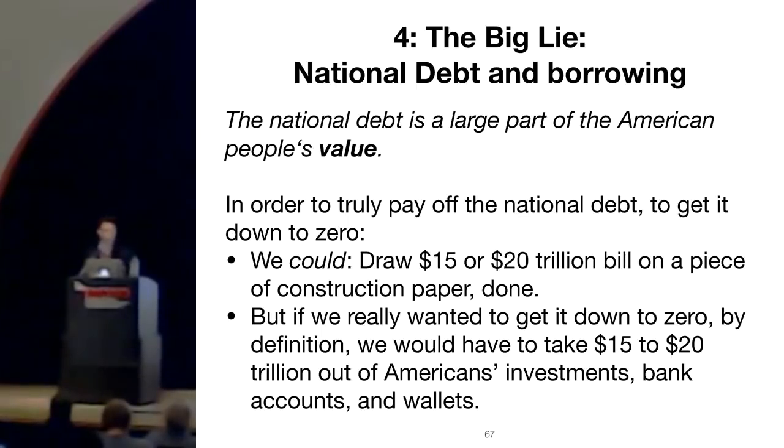And if you truly wanted to pay down the national debt, if you truly wanted to get it down to zero, first of all, we could write a $21 trillion bill on a piece of construction paper. I don't know who we would give it to, but we could do that. But if we really wanted to get it down to zero, then by definition, that means we have to empty out every single American citizen's investments, bank accounts, and wallets.